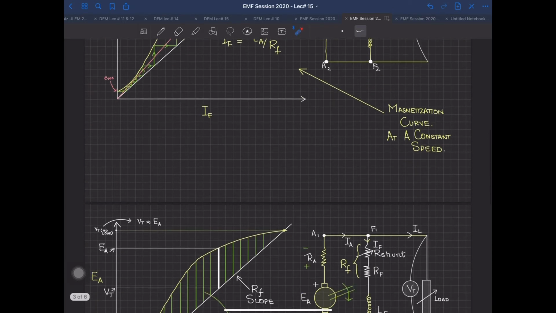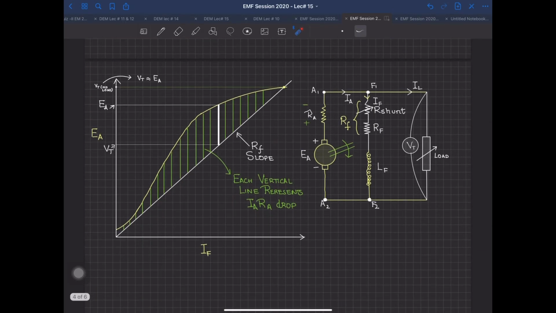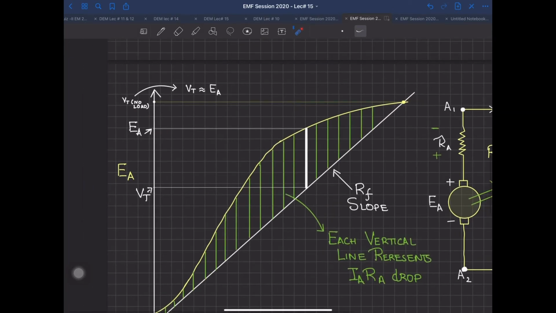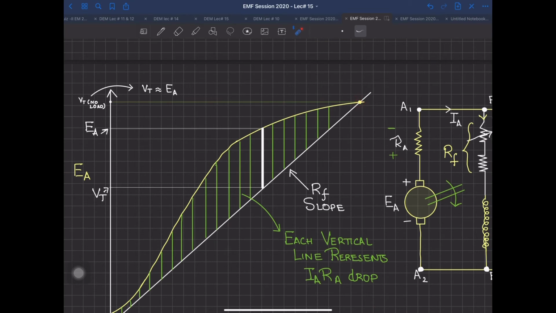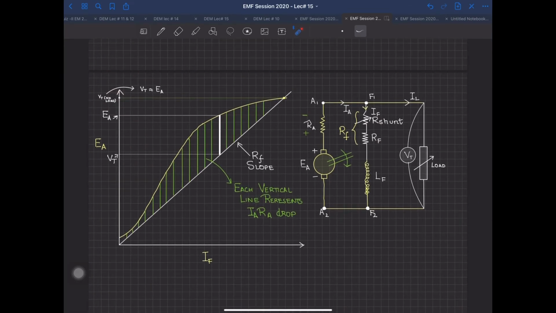Now when you attach a load to this generator, what will happen? Again, this curve is going to be beneficial. Supposing you have reached this point and your load is now attached. This point over here gives you the VT at no load. Now, when the machine works at load, there is certainly going to be some drop because of IARA, and the field current is also going to drop. Then certainly the generator is not going to work at this point.